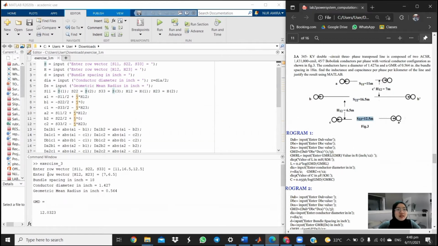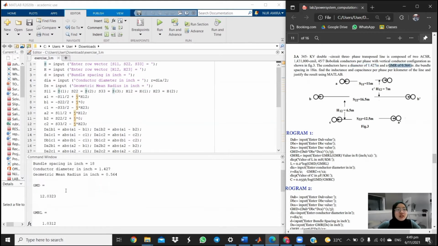After that, enter row vector H12 and H23. We get from here the distance between this line and this line, and H23 from here. For bundle spacing, we get from here. From the equation, the bundle spacing is 18 inch. And the conductor diameter is 1.427. Lastly, the geometric mean radius, we get from the GMR.